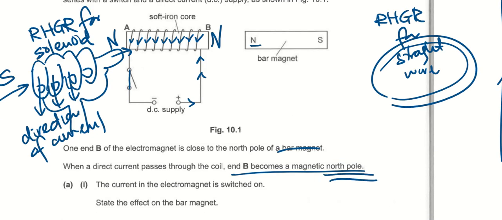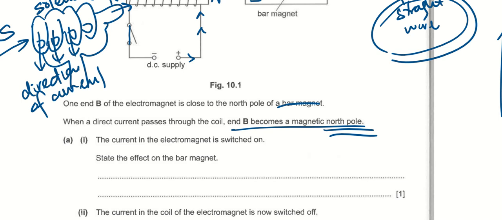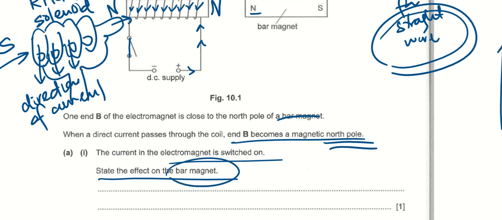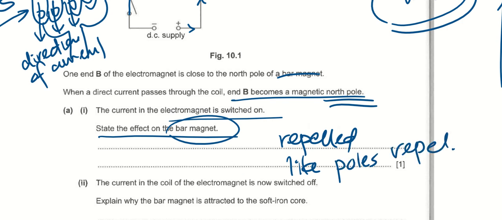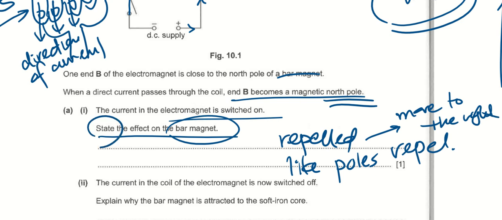So this is the 2020 paper, right? They are very kind to us. They tell us that B is north. So the current in the electromagnet is switched on, state the effect on the bar magnet. The bar magnet will be repelled because like poles repel, and move to the right, because they only want us to state, they never ask us to explain.